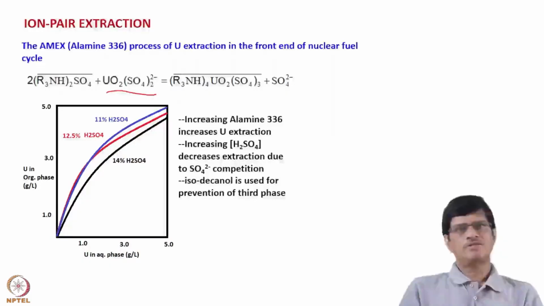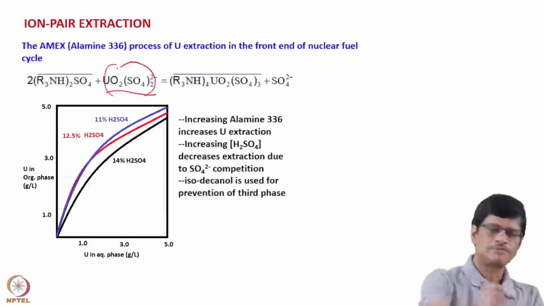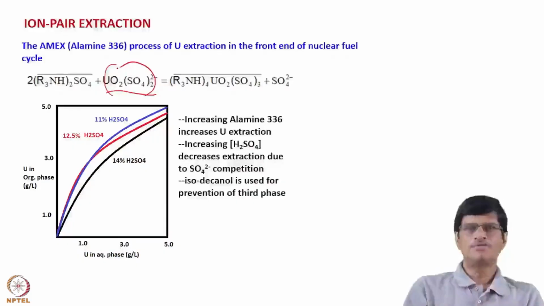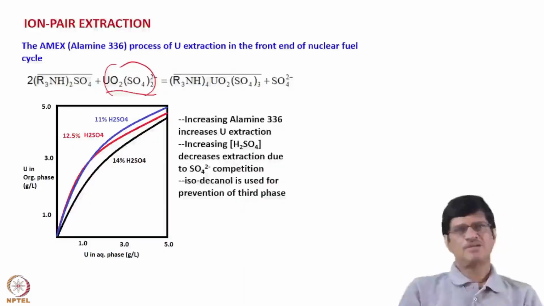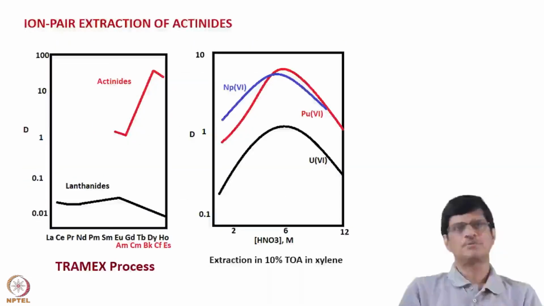And the sulfate concentration increase suggests lower extraction, that is because of competition between sulfate as well as the anionic uranyl sulfate species indicated here. In this extraction method, isodecanol is used as a phase modifier, that is, it is used to prevent the third phase formation. We also have this ion pair extraction of actinides.